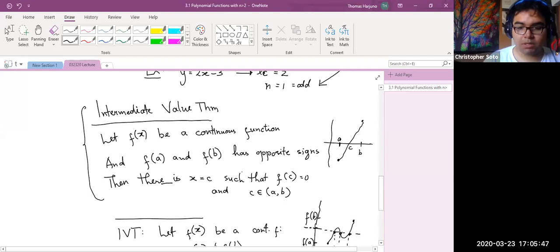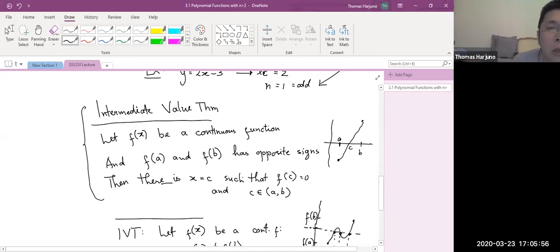So anything between f(a) and f(b) is c, or has a possibility of being c? You can pick any value between f(a) and f(b), and there must be an x equal to c that goes there.